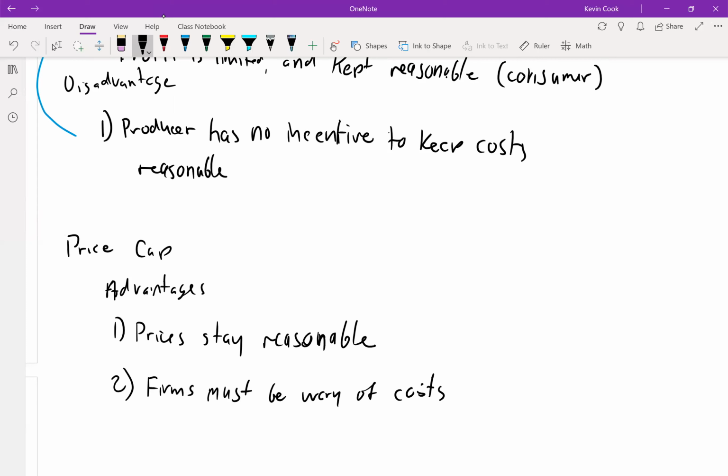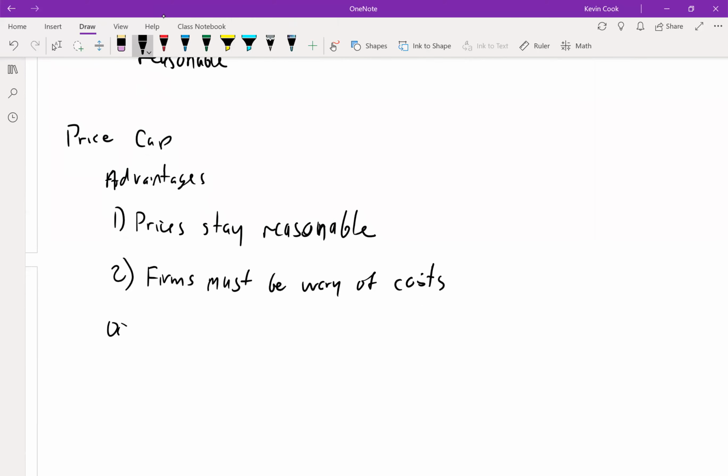So the electric company now isn't just going to go in and pay their workers like 10 times the market wage for a given job just because they can, right? In this case, now they have to be aware of their costs because if their costs go up too high, say above this price cap, then they're not going to be able to run a profit because again, they have this price cap that's in place. So they have to be aware of their costs and the prices stay reasonable.